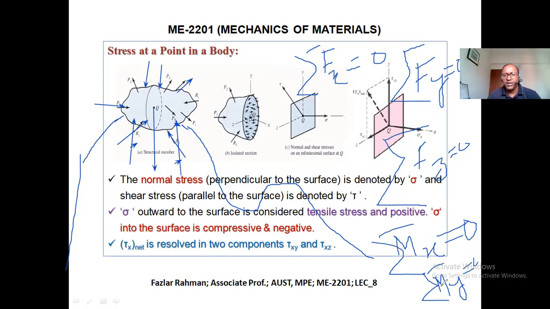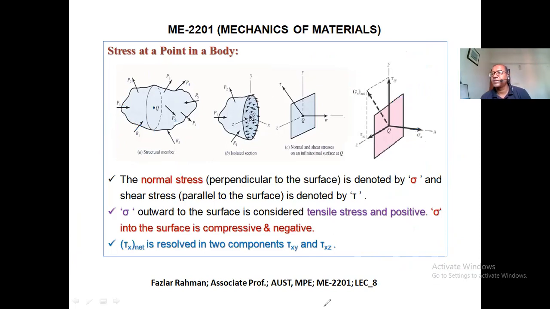Now, why is it not breaking? Other question. It is not breaking because your applied force or load is lower than the resistance of the material. The material has higher resistance. It might break if you put more load. When the resistance of the material becomes higher than the applied load, then it will not break. But when the applied load becomes higher than the internal resistance of the material, then it will break down.